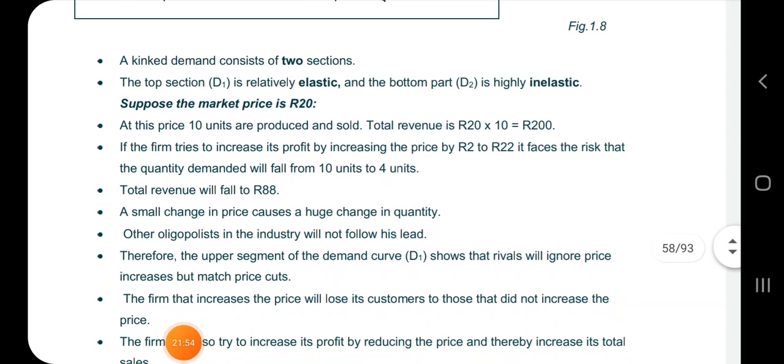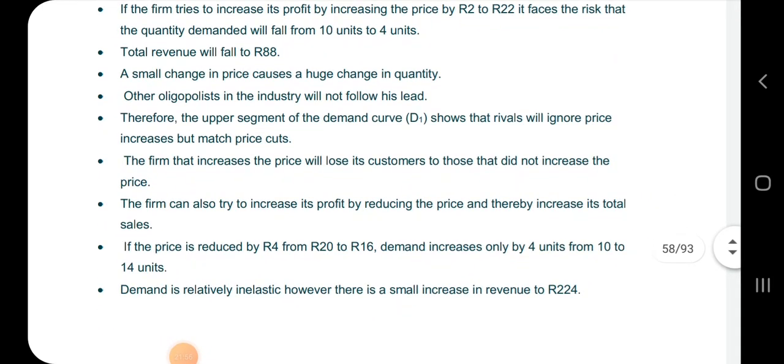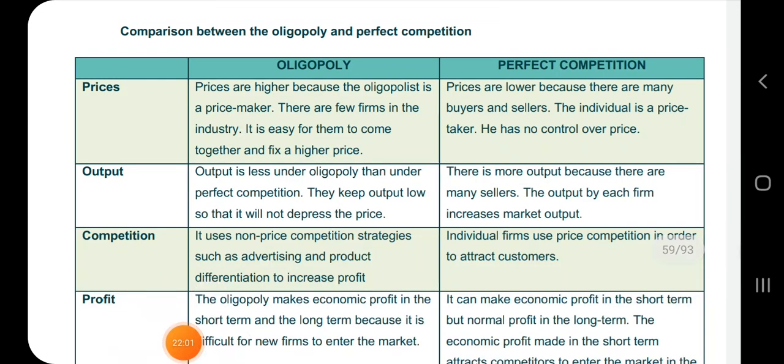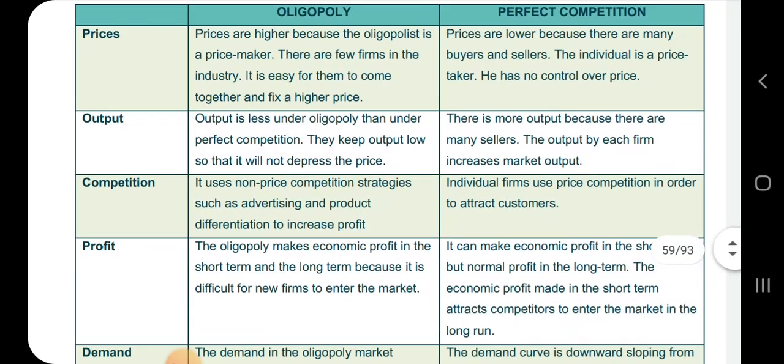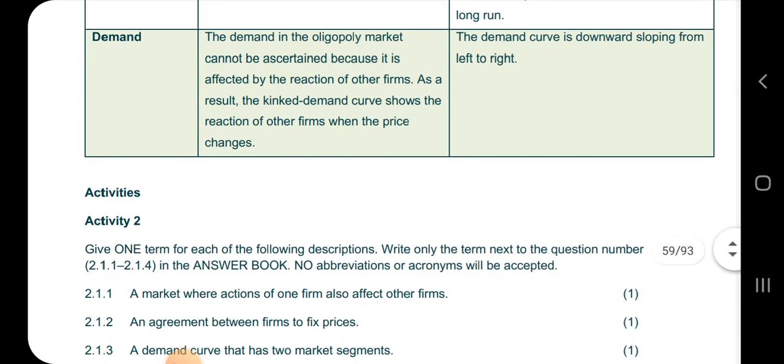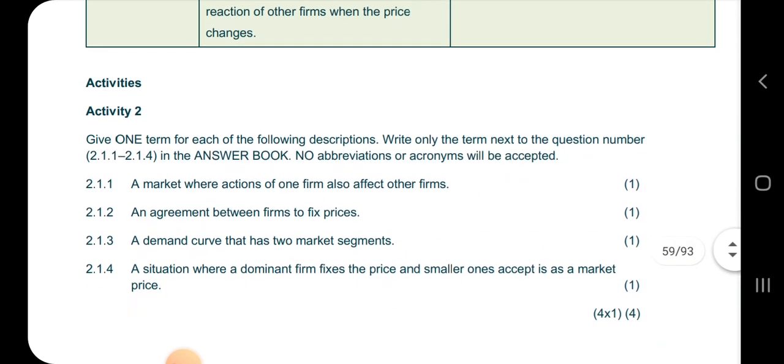And I will be discussing these points in the next video. And here again is a comparison between oligopoly and perfect competition. So when you have an essay question, you can be asked to compare monopoly against perfect competition, or oligopoly against perfect competition. So you have to know price, output, competition, profit, and demand. And here is an activity that you can do, and I will pop up the answers.